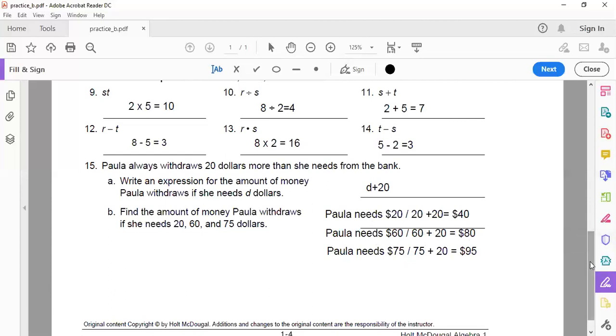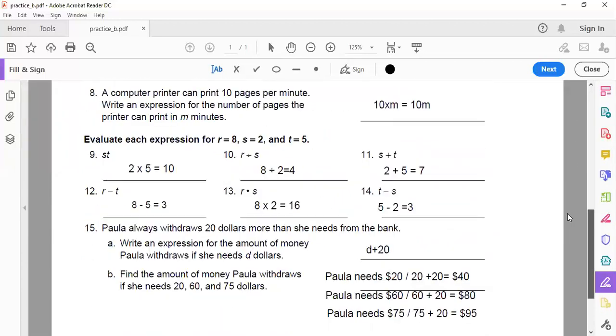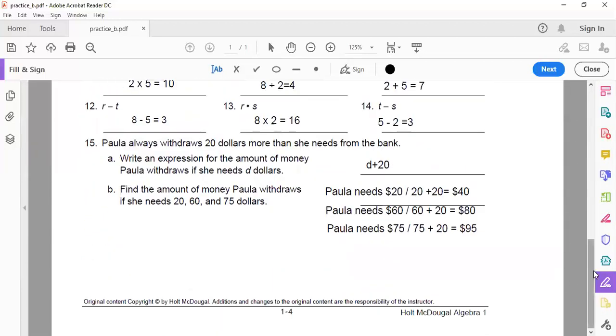Hopefully this homework, this practice workbook page, is clear for you, and I hope most of you would have got the answers right. If you have still not understood, or if you're not clear, you can ask a question anytime you want to.